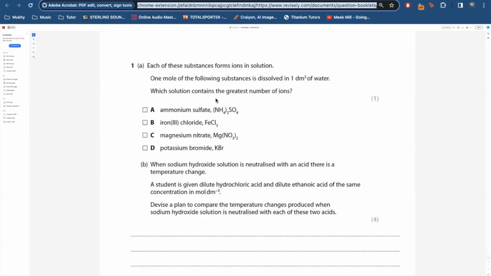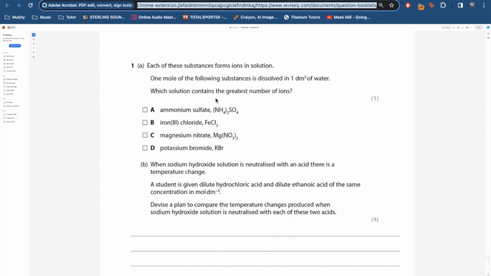And if it's decimeter cubed, it's very different to centimeters cubed. Make sure you get it right. Ammonium sulfate? Because you just multiply it, right? Would it be ammonium sulfate? Okay, how many ions does it have? 8? Okay, is that what you think?